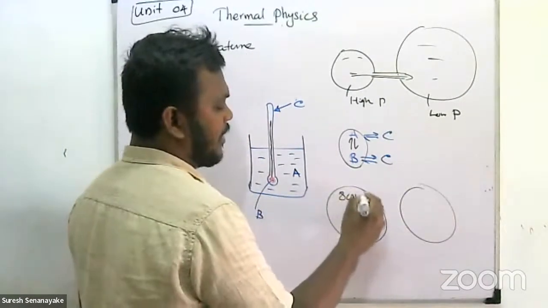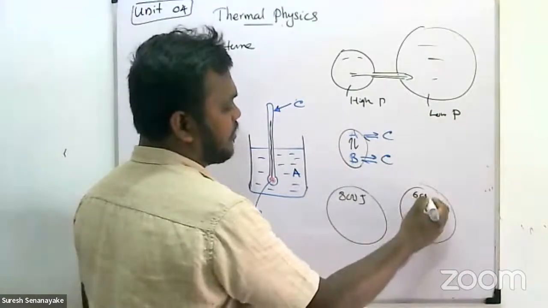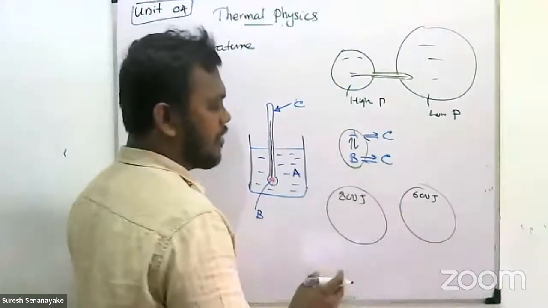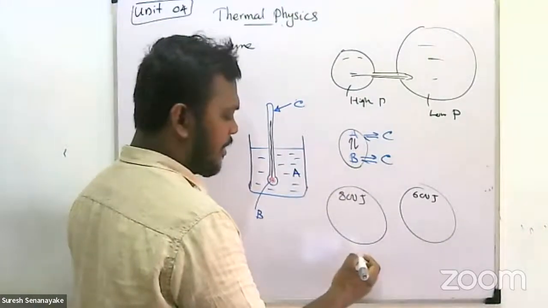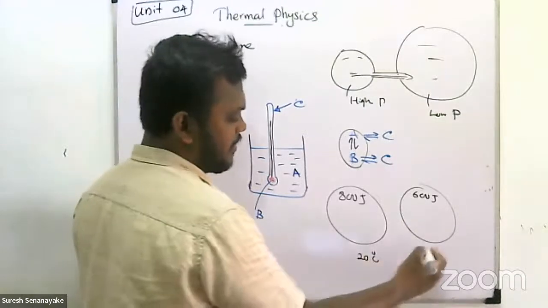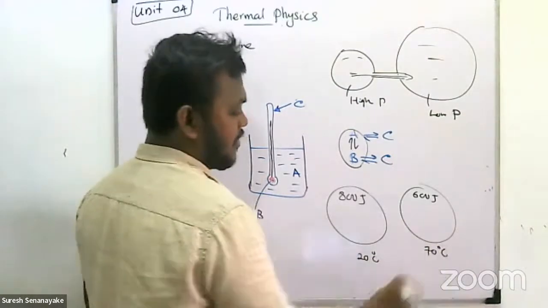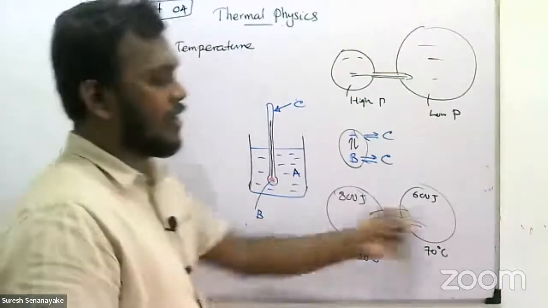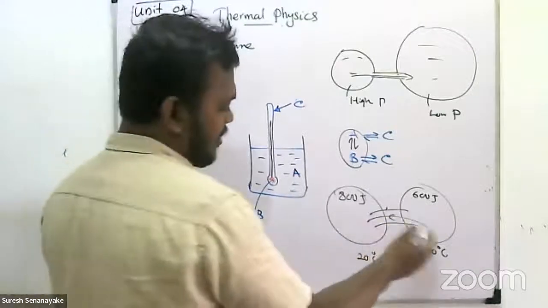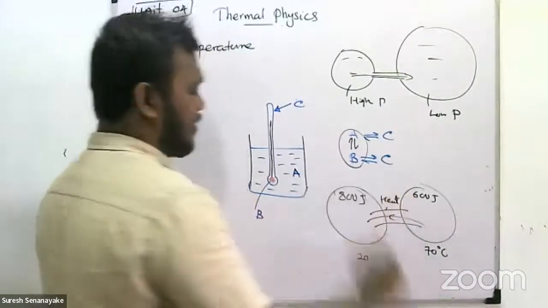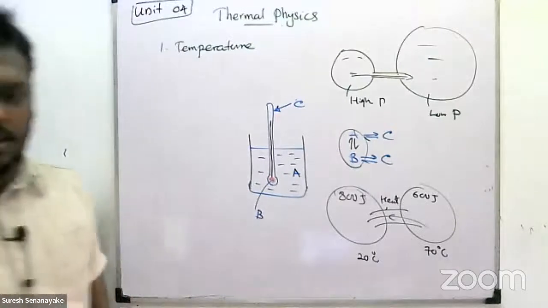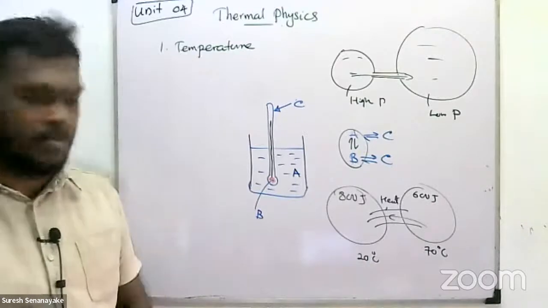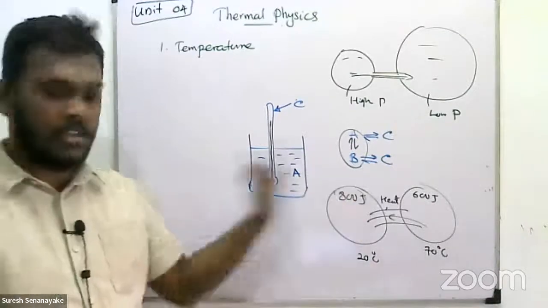Suppose this body has 800 joules and this one has 600 joules of energy. Even so, this one is at a temperature of 20 Celsius, but this one is at 70 Celsius. Heat goes from the hotter body, not from the one with more energy. The energy in this transition state is what we call heat. Due to the temperature difference, the energy of one object is transferred to another object. That energy form is called heat, right?